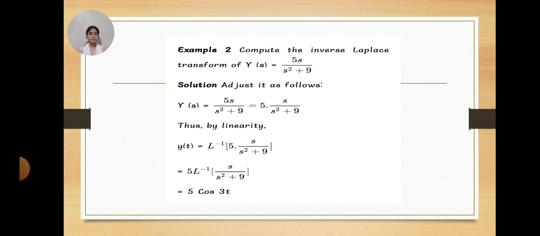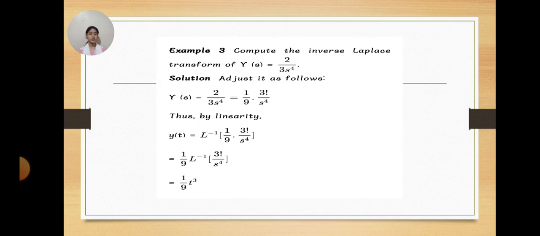Now let us take 5 outside and let us maintain it in formula form, s divided by s square plus 9. Thus, after applying inverse Laplace, L inverse, let us take 5 outside as usual, and inverse Laplace of s divided by s square plus 9 becomes cos 3t. So, the overall answer becomes 5 cos 3t.